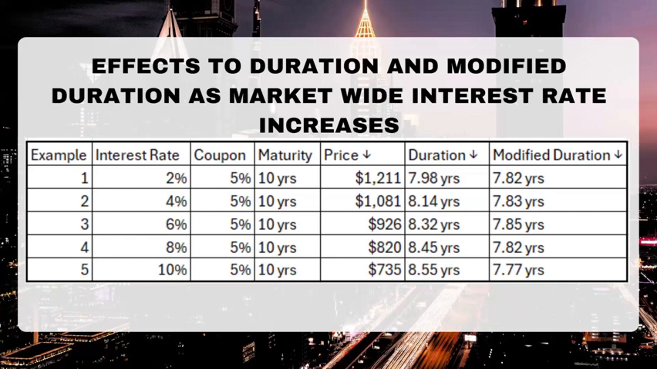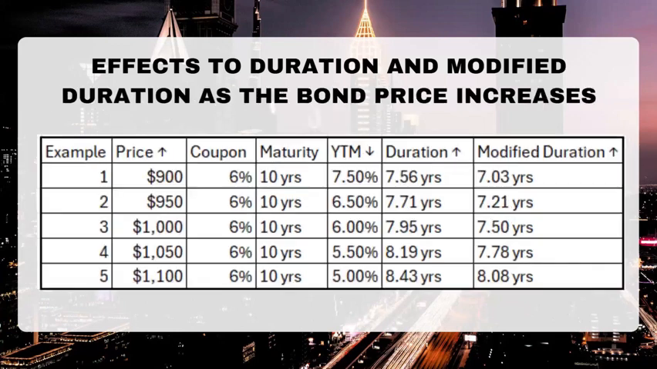Now, a fixed duration and modified duration as the bond price increases. Bond price is the current market value of a bond, the amount an investor would pay to buy the bond today. When the bond price increases, typically due to a fall in market interest rates, both duration and modified duration increase. A higher bond price means a lower yield to maturity, which reduces the discounting effects of the future cash flows.